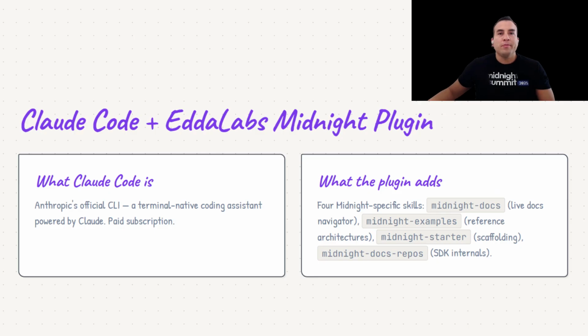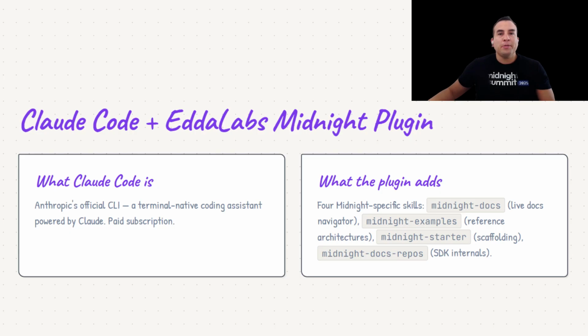Quick intro. Claude Code is an Anthropic official command line interface. It's a coding assistant that lives in your terminal and is powered by Claude. It requires a paid subscription.